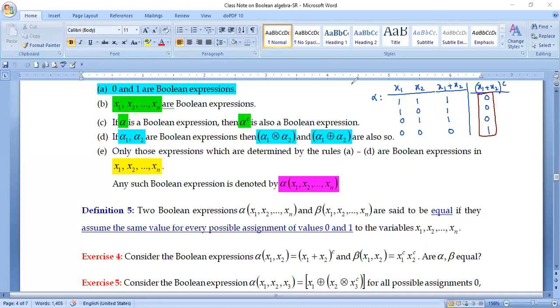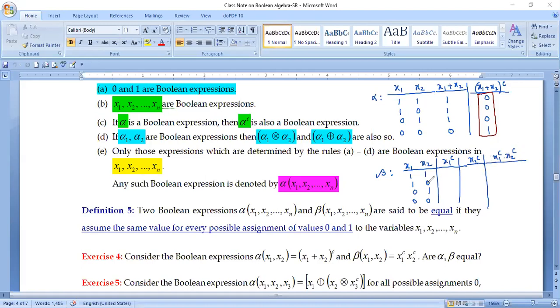So let's start. Now we are considering beta, and again we consider the two variables x1 and x2. The possible values are 1 1, 1 0, 0 1, and 0 0. And what we need is x1 complement multiplied by x2 complement. So first of all, we need the column for x1 complement, then the column for x2 complement, and then the column for their multiplication, x1 complement times x2 complement.